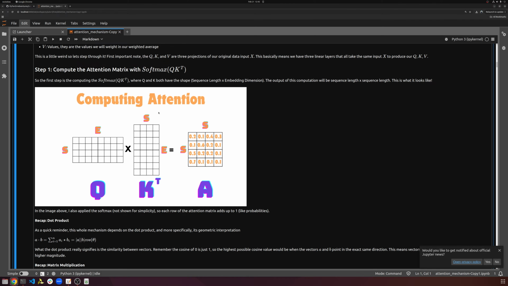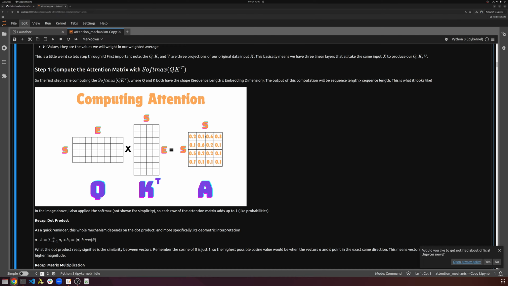So we have a sequence by sequence matrix representing how every single token in our sequence is related to itself. So practically, if you have a sentence, how is each word in the sentence related to every other word in the sentence? And that's the key idea for the attention matrix.